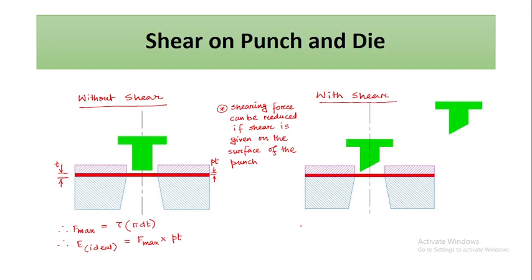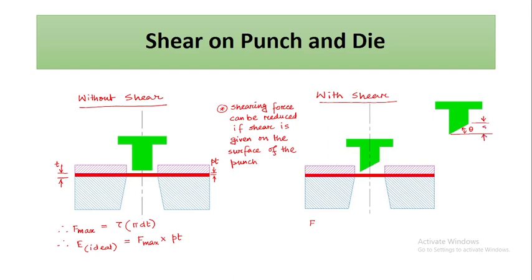Now let's find out the amount of maximum force required when there is a shear given. If I am showing the portion of the punch over here, when there is a shear given, this angle is the shear angle given, let this be the shear angle, and this is the distance.